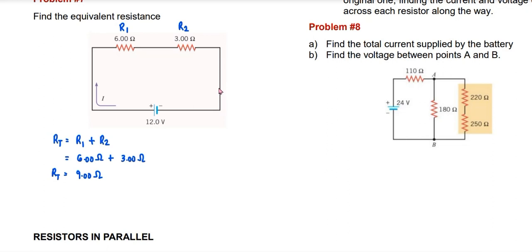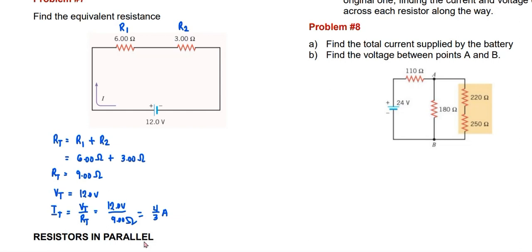Then you're asked to find the current flowing through the circuit. So we have a voltage of 12 volts. Meaning I sub T is equal to V sub T over R sub T. So that's 12 divided by 9 ohms, and that is equal to 4/3 ampere.